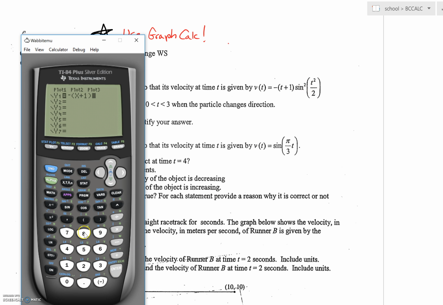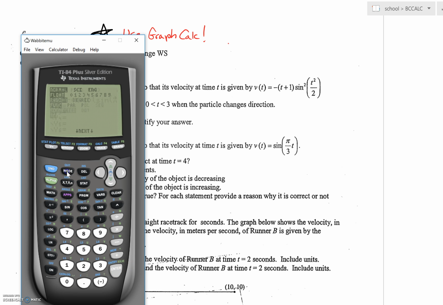Now sine squared, we're going to have to put parentheses around sine and then square it. So we'll have a sine right in here. Inside we'll have t squared all over 2, so I'll type x squared all over 2. Close my sine, but remember that whole sine expression is squared. So I'm going to close parentheses and hit the squared button. And there we have it.